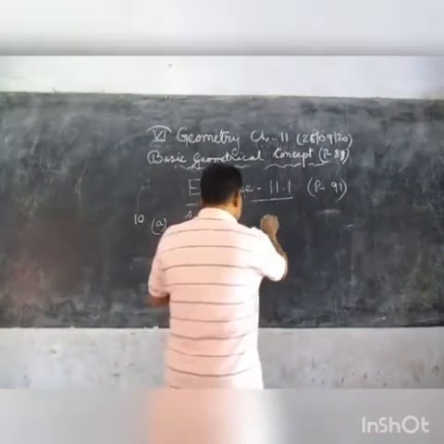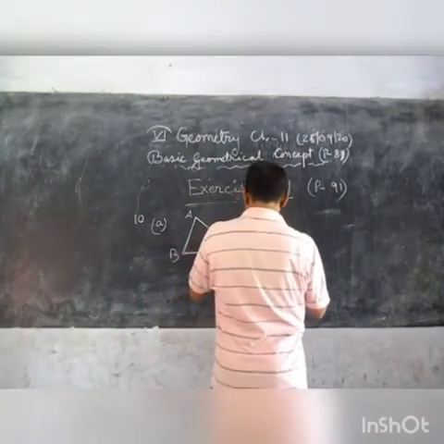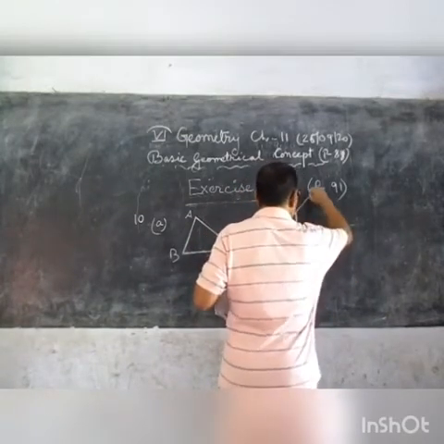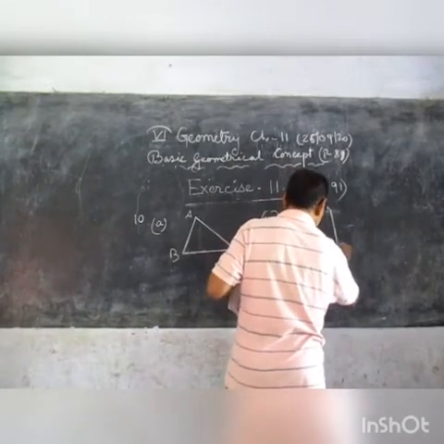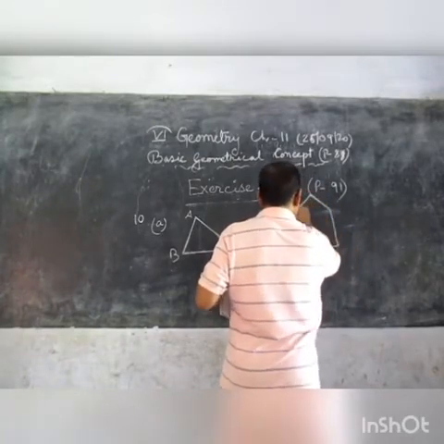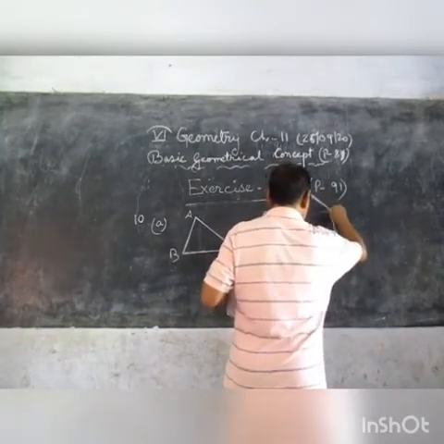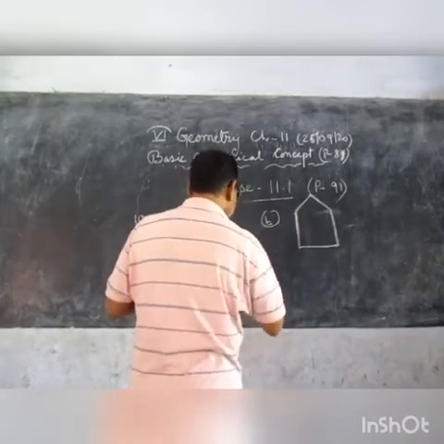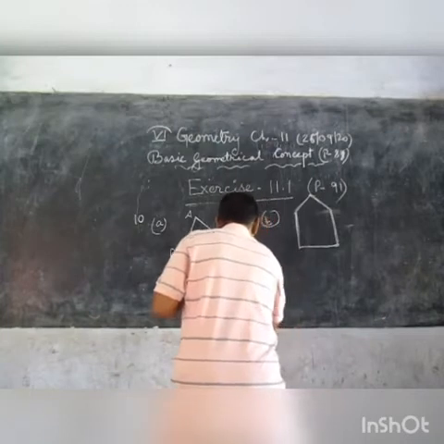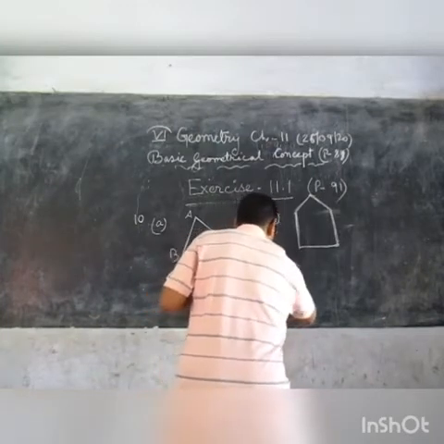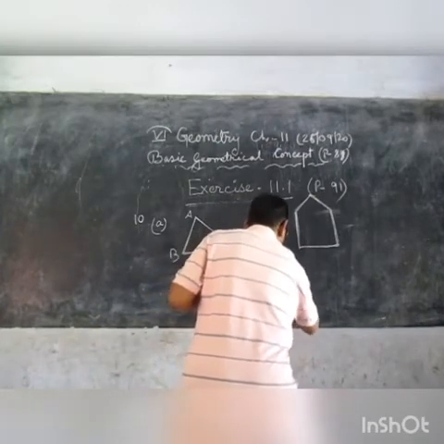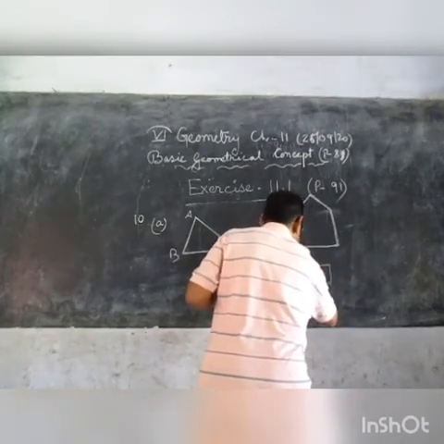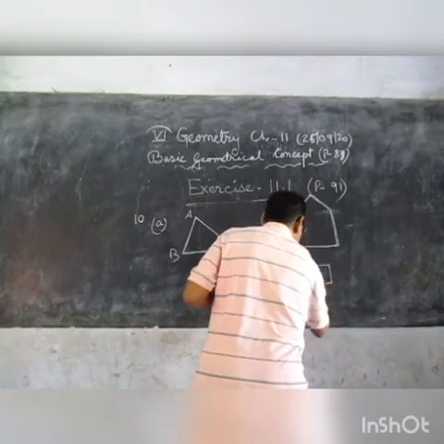Number B. A polygon with five sides: 1, 2, 3, 4, 5. A polygon with five sides is called a pentagon. Then C, a polygon with four sides. Square, rectangle, quadrilateral. All quadrilaterals are four-sided polygons.